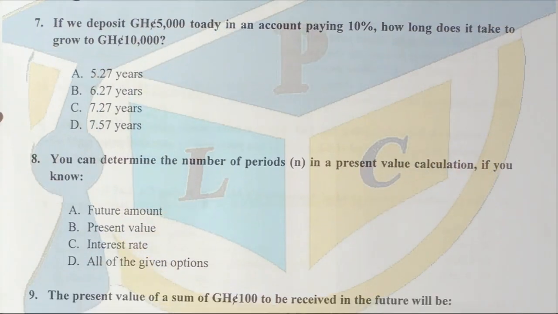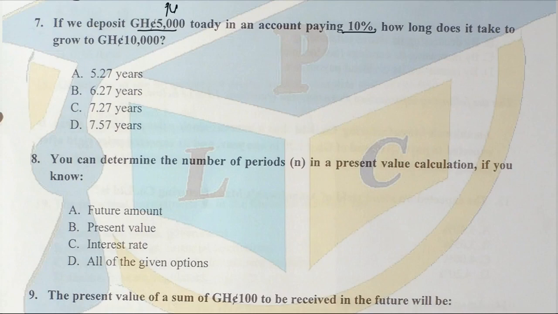Now let's move on to question 7. If we deposit 5,000 today in an account paying 10%, how long does it take to grow to 10,000? So here we have deposited what? He's saying that if we deposit 5,000 today in an account paying 10%, that's the rate. So here is what? The principal, the present value or the principal. And then 10%, that's an interest, right?